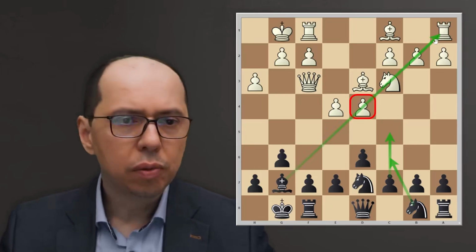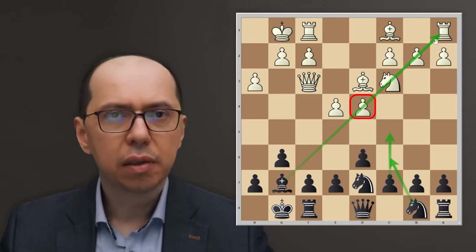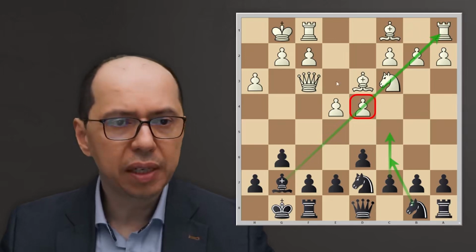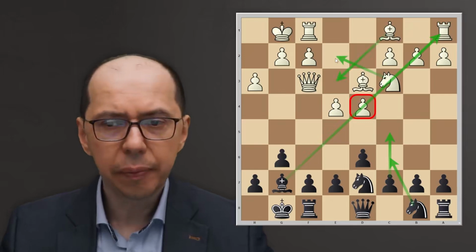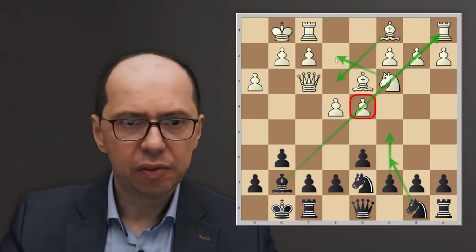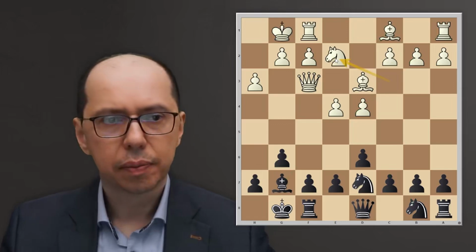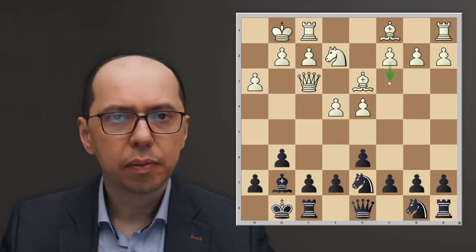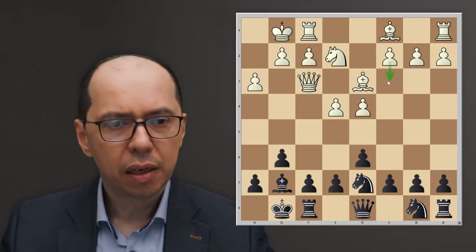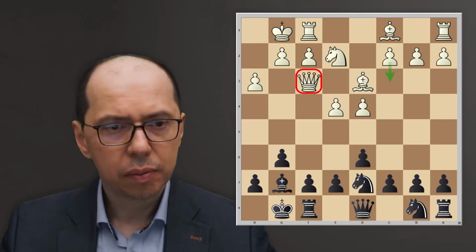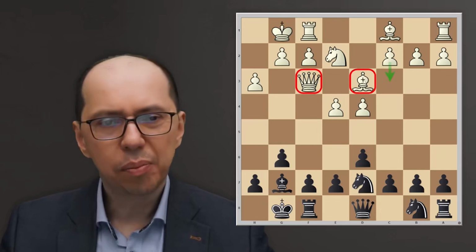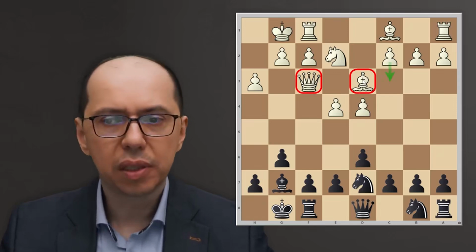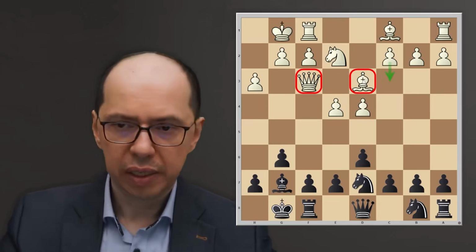Now, two major ways to defend the d4 pawn. Bishop e3 is one, knight e2 is the other. So let's have a look. Knight e2 is a normal way of doing it, trying to go c3. But these pieces, they can be a bit of a liability. We'll see why very soon.